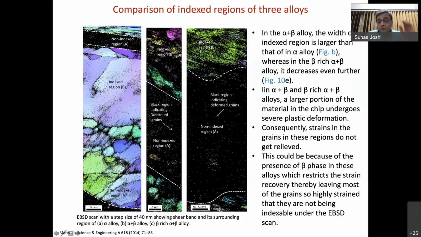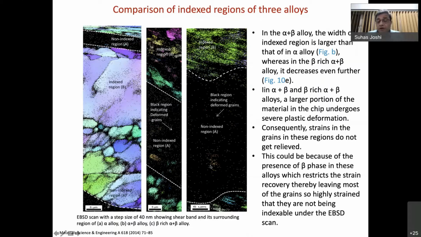So this particular figure talks about three different alloys: alpha, alpha plus beta, and beta rich alloy. As I mentioned, the three alloys are there. In an alpha alloy, which is relatively softer, you find that this non-indexed region is very small, whereas in alpha plus beta, which is an intermediate alloy, this region is large, and in the beta rich alloy, the non-indexed region is very large.